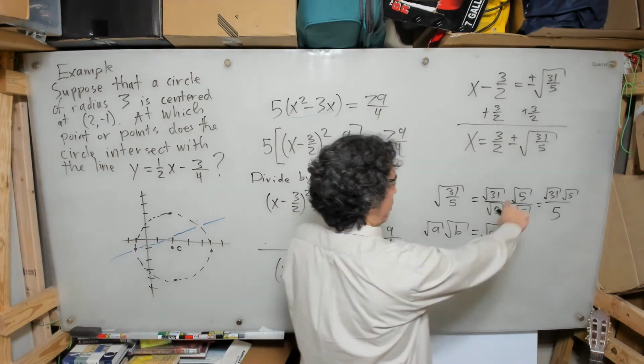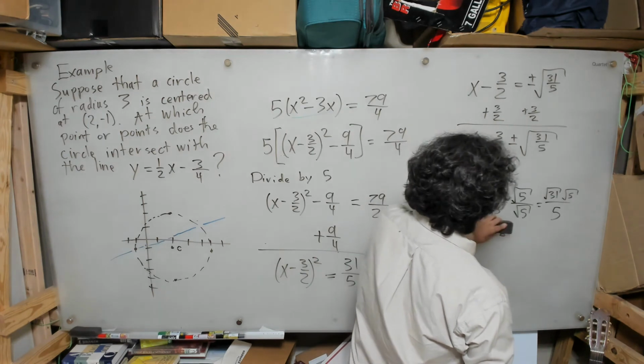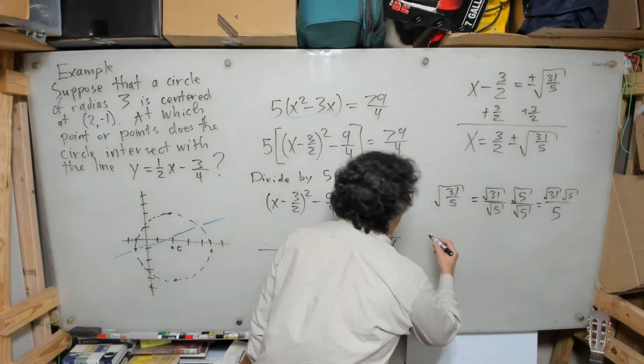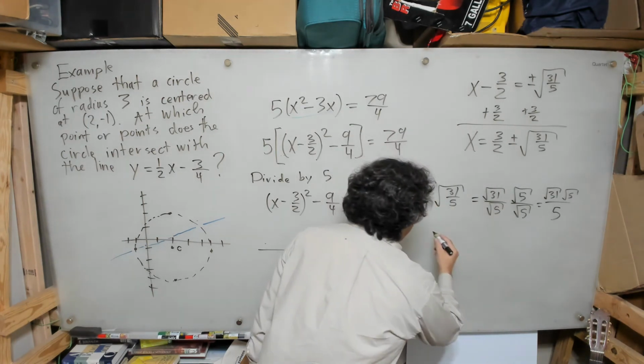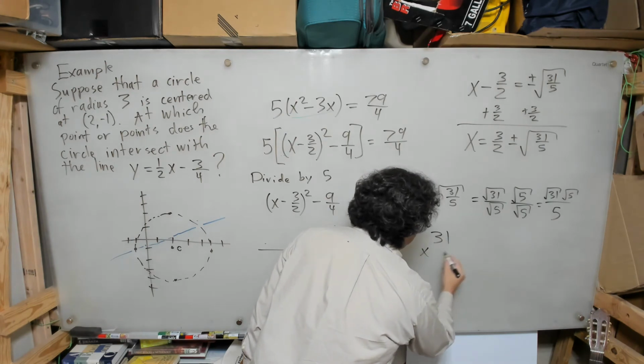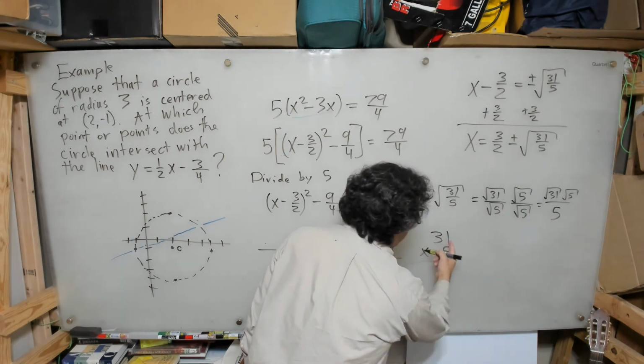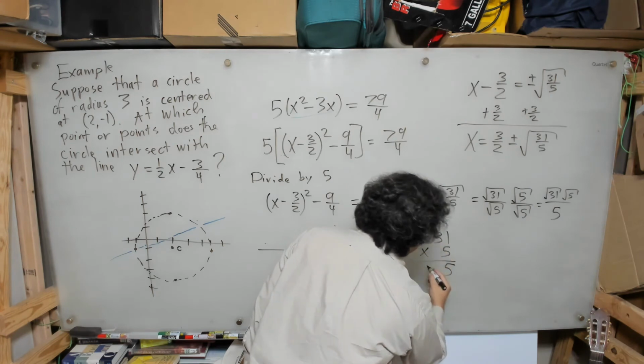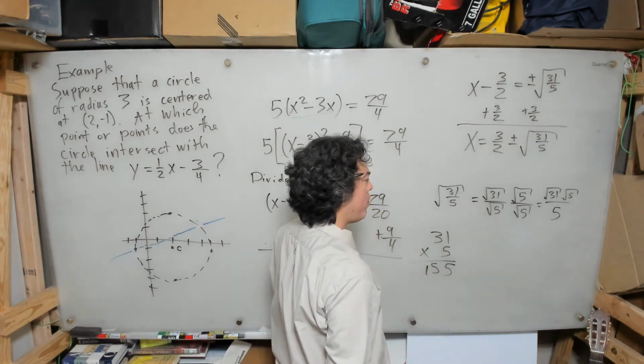So therefore, what I'm saying is that the top there, the square root of 31 times the square root of 5, will become the square root of 31 times 5. So what is 31 times 5? Let's do that together. 5 times 1 is 5. 5 times 3 is 15. So I'm going to get 155.